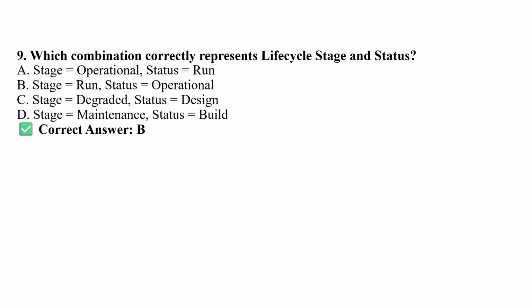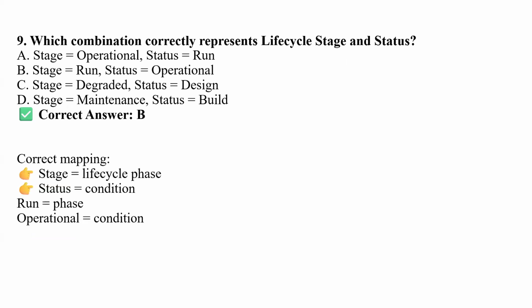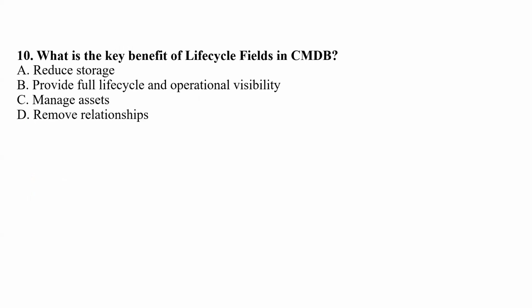The correct answer is option C, B. Stage is run, status is operational. It means stage is the life cycle stage phase. Status is a condition. Run is the phase. Operational is a condition. Next one.